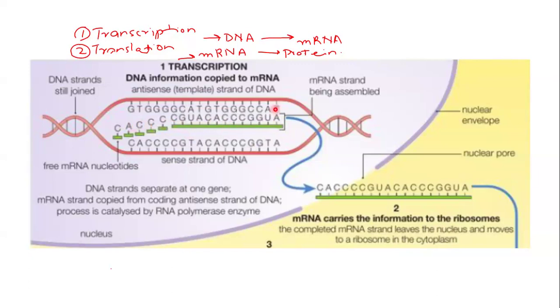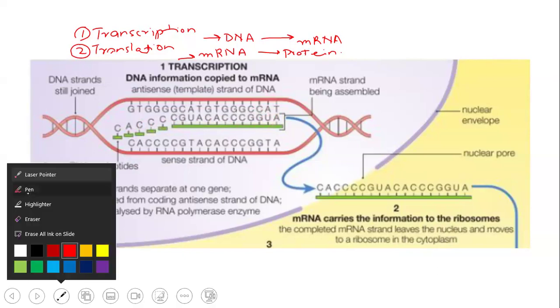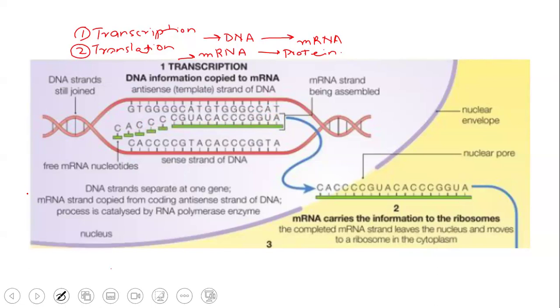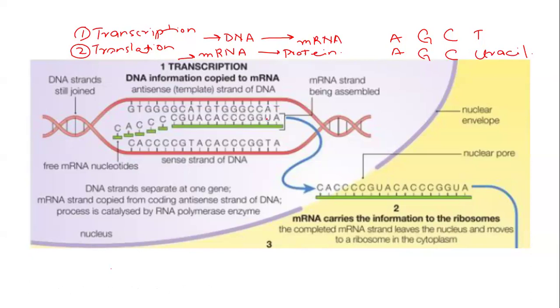Now, there are a few differences between DNA and messenger RNA. One major difference is that DNA has 4 bases: adenine, guanine, cytosine, thymine. RNA also has 4 bases: adenine, guanine, cytosine, uracil. RNA does not have any thymine inside it. RNA has uracil. So instead of T, we have U.